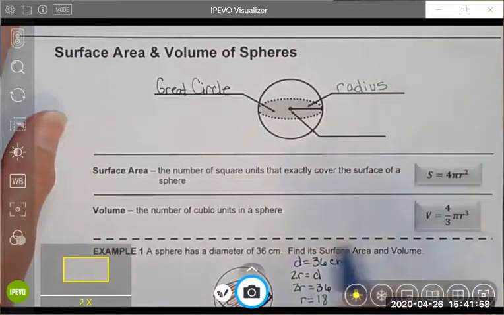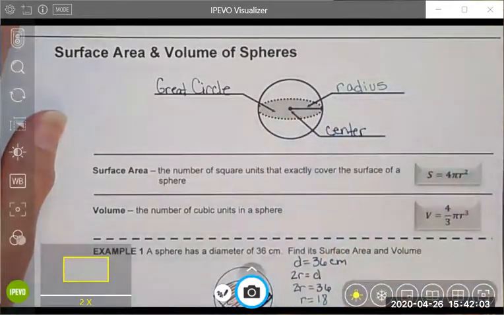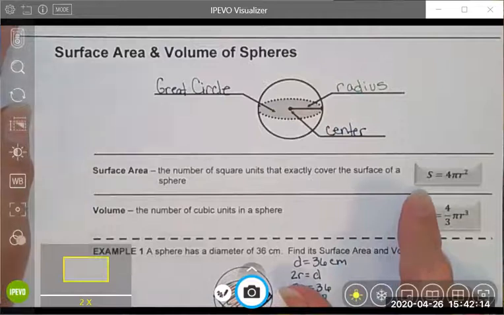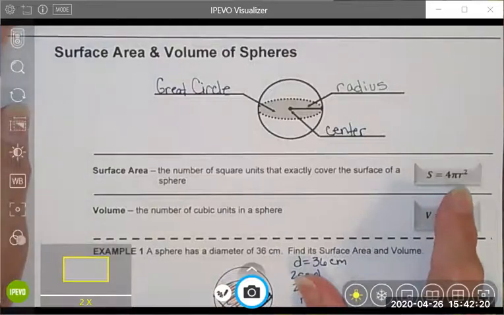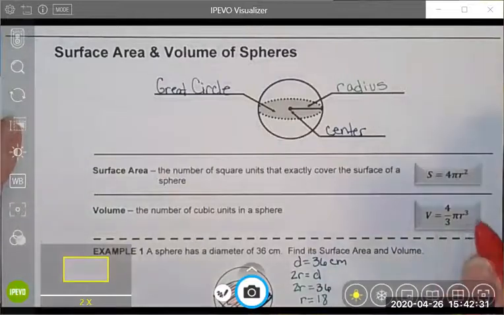And because I've already talked about it, I'll go ahead and fill this in. It does have a center, and a center would be equidistant from all parts of the sphere. There are some unusual and kind of wild-looking formulas associated with spheres. A sphere has a surface area that can be found by taking 4 times pi times the radius squared. And volume of a sphere can be calculated by taking 4/3 of that pi times radius cubed. And it's really important to remember that you're cubing the radius when finding the volume.